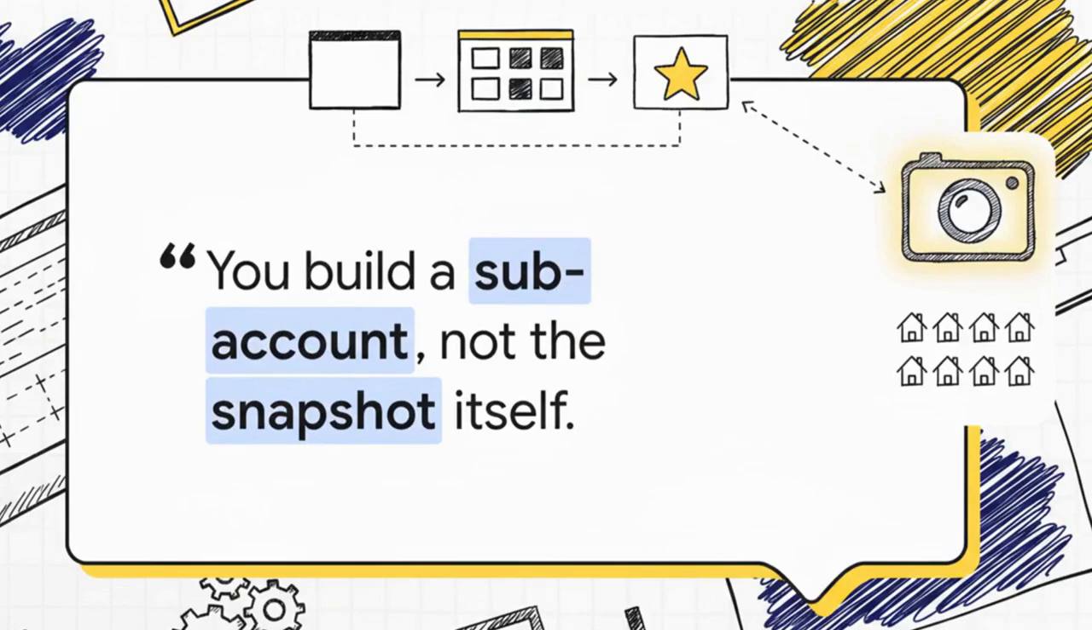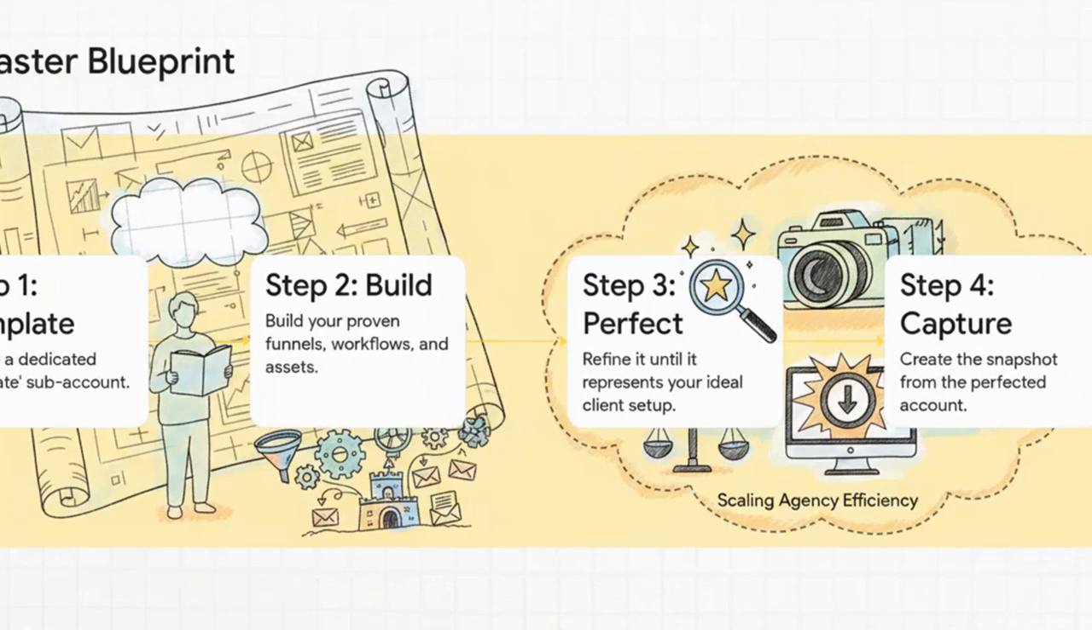So how do you actually make one of these? Now this is a super important point, so listen up. You don't just click a button and build a Snapshot. The pro move, the right way to do it, is to build a sub-account first. You build out a perfect template account and then you capture it as a snapshot. It's a subtle but crucial difference. So let's walk through building your master blueprint.